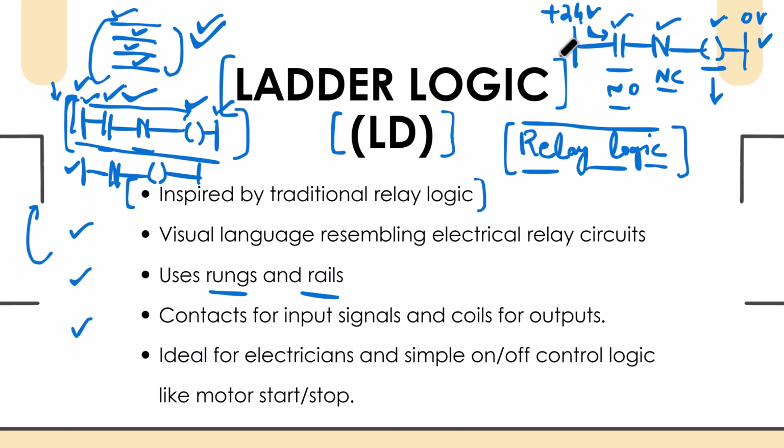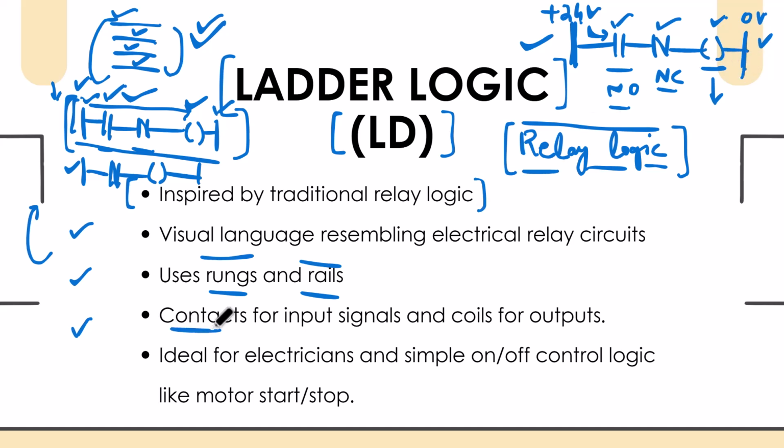So we call it rail. These 2 points which have the potential 24 volt and 0 volt, we call it rail. So this is how the logic in the ladder logic is organized. It has rungs, it has rails, and in each rung we have these 2 rails. So this is how we organize our ladder logic PLC program.